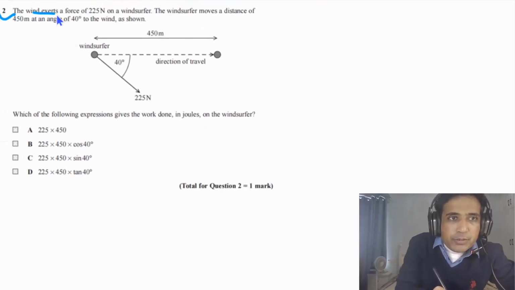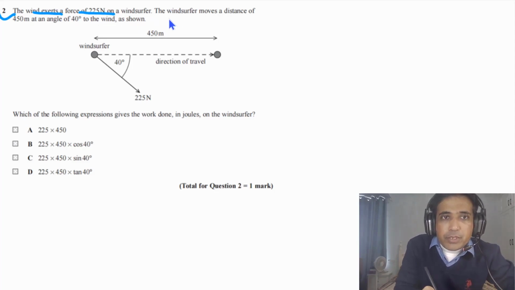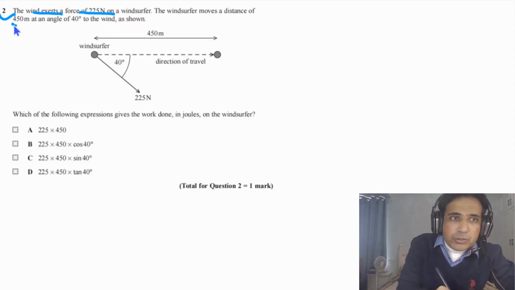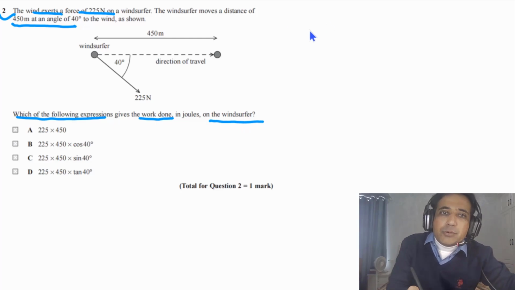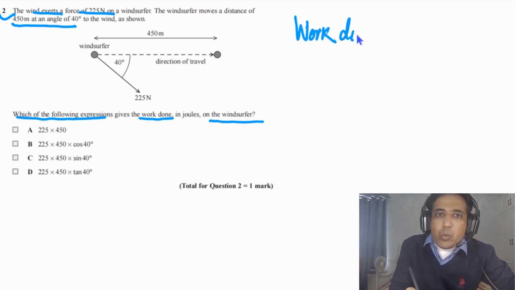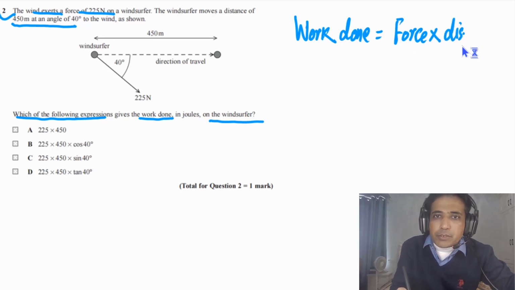Question 2 says the wind exerts a force of 225 newtons on a wind surfer. The wind surfer moves a distance of 450 meters at an angle of 40 degrees to the wind as shown in the figure. Which of the following expressions gives the work done in joules on the wind surfer? So first of all, we need to understand how we calculate work done. Work done simply is equal to the product of force and displacement in the direction of force.